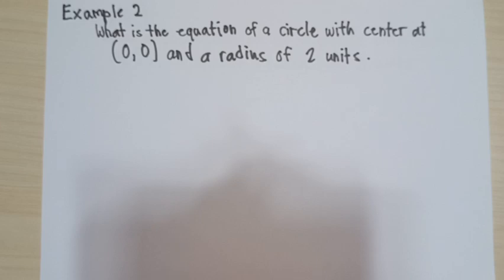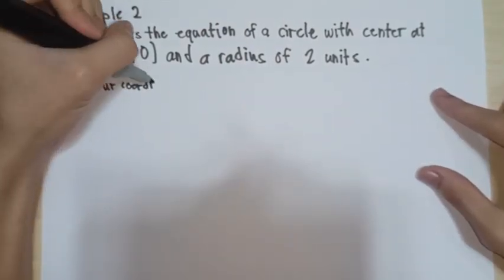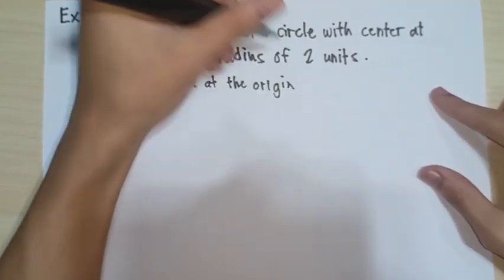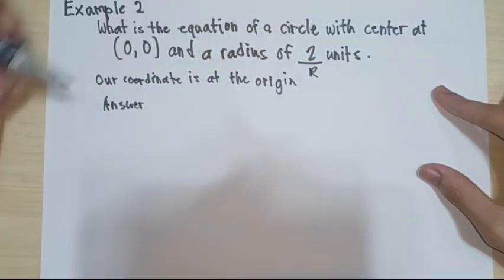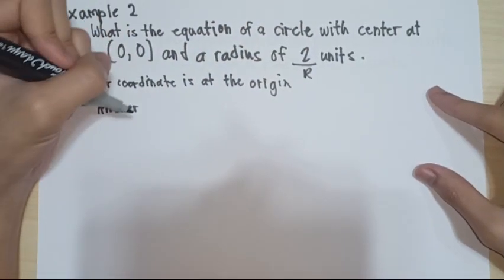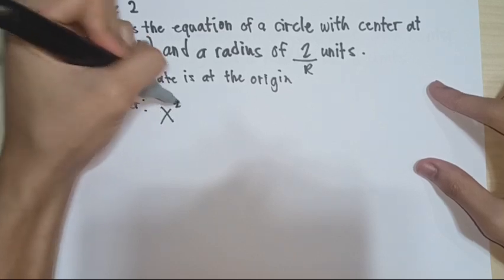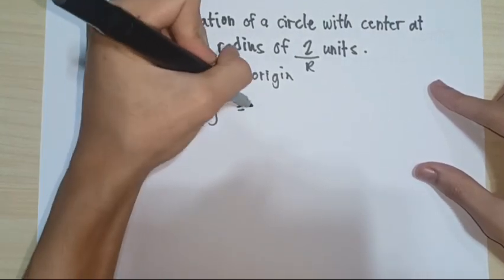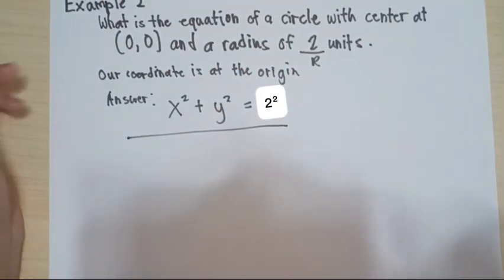Now we move forward to our next example. You can see that our circle center is at origin, which means our coordinates are at the origin, and our radius is 2 units. So based on what I said, our formula would be x squared plus y squared, and our radius is 2, so then 2 squared.